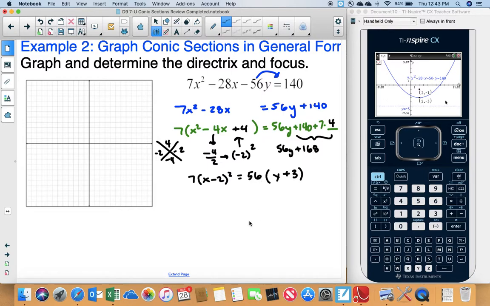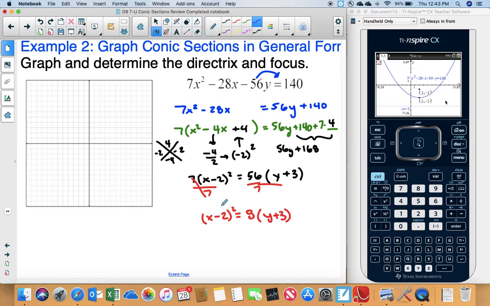So I now have this. My last step is I'm going to get rid of the 7 on the left side. So I'll divide both sides by 7 like this. And so I end up with (x minus 2) quantity squared equals 8(y plus 3). Now I have it in standard form.